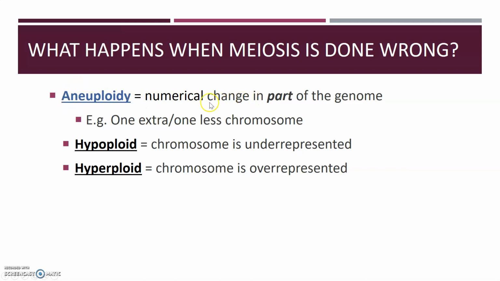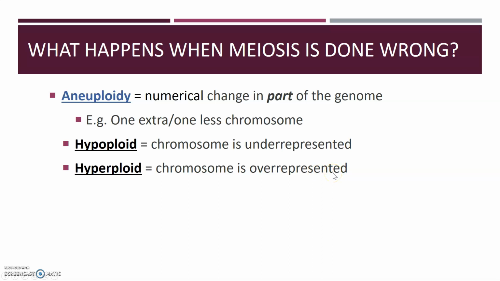Aneuploid is basically not a normal number of chromosomes, or a numerical change in part of the genome, where you have one extra or one less chromosome than you should. And if you're hypoploid, that particular chromosome is underrepresented, or you don't have as many copies as you should. And if you're hyperploid, you have too many copies, or one extra of a chromosome.